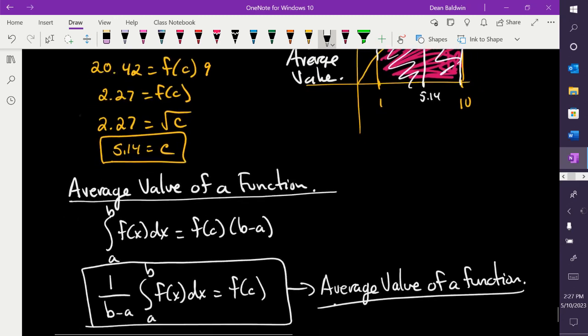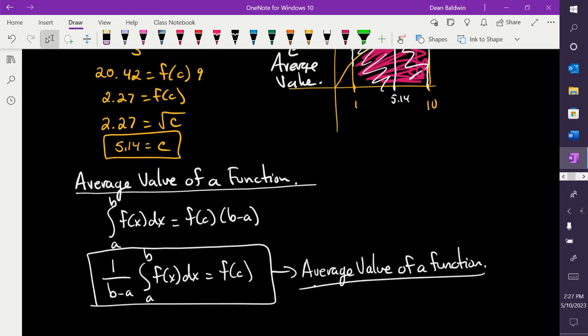So this is the formula. All it is is the mean value theorem dividing off the b minus a, so you get 1 over b minus a times the integral equals f of c. That's called the average value. That's it. So it's the exact same formula, just tweaked a little bit to be called something else. Okay? We okay with that?